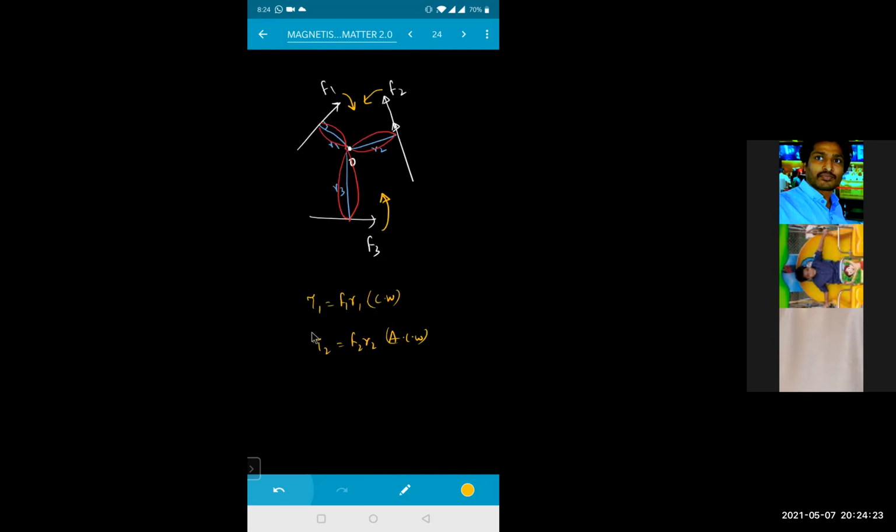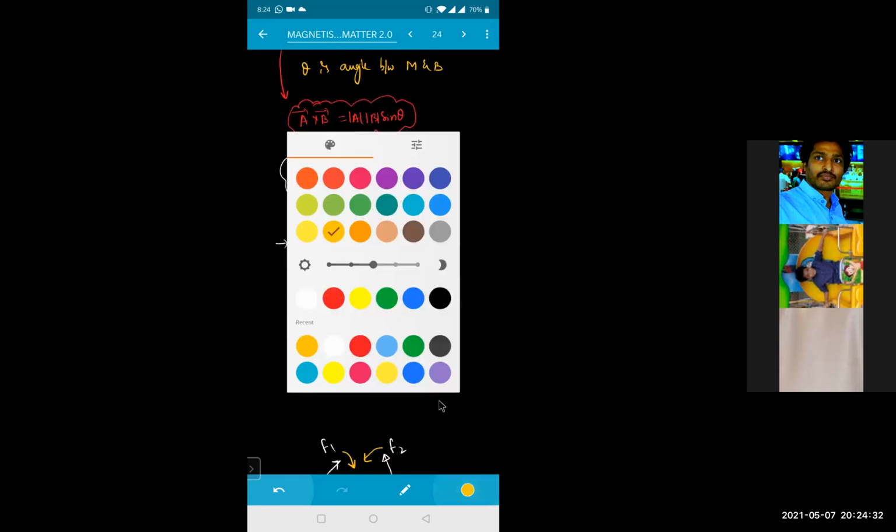And tau 3 will be equal to how much? Torque tau 3 will be equal to your F3 into your R3. That is also in your anti-clockwise direction. Now for this one, you tell me the torque.